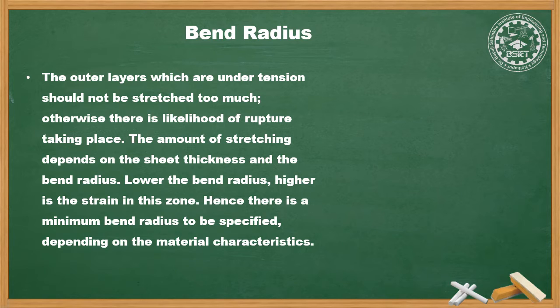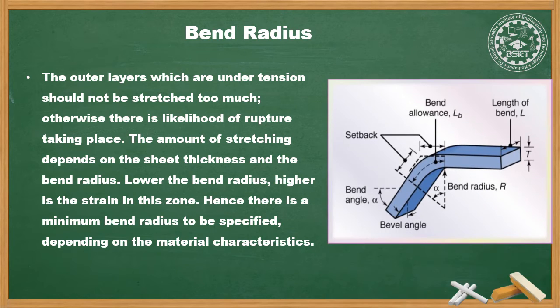the material used. As shown in the figure aside, the outer fibrous materials are in tension while the inner fibers are in compression. Because of Poisson's ratio, the width of the part, that is the bend length L, in the outer region is smaller and in the inner region is larger than the original width.